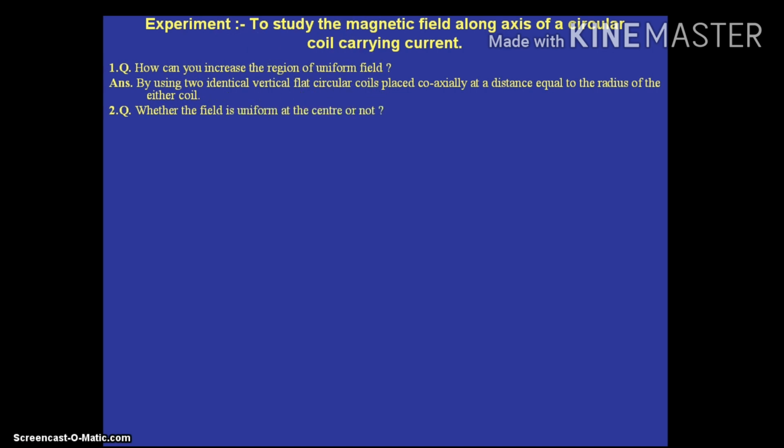The second question is whether the field is uniform at the center or not. The field is maximum at the center and decreases on either side of the coil.